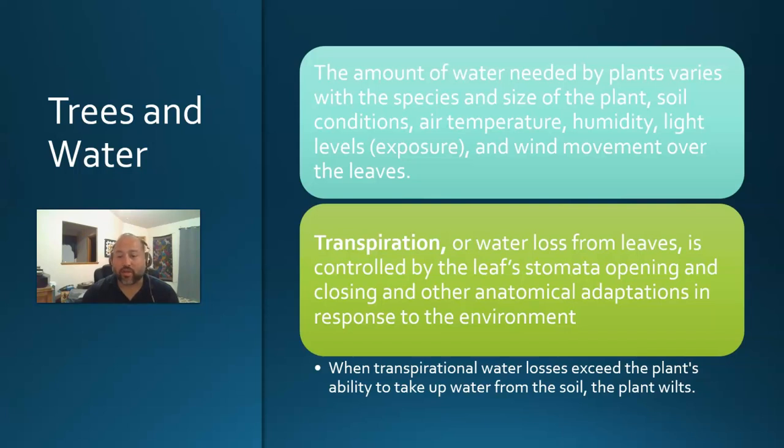When transpirational water loss exceeds the plant's ability to take up water from the soil, so when you're losing more water than you are getting from the soil, your plant is going to wilt. And that just kind of makes sense.